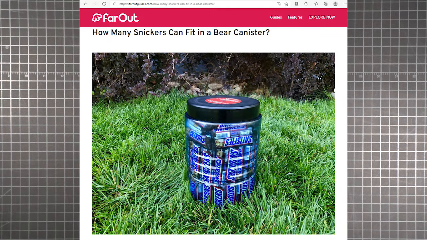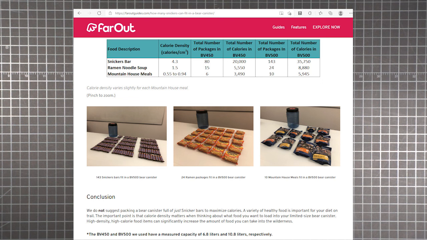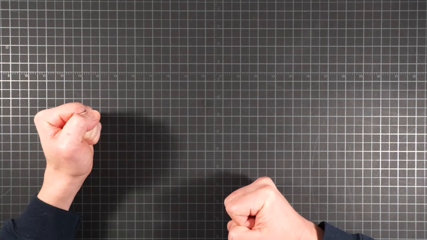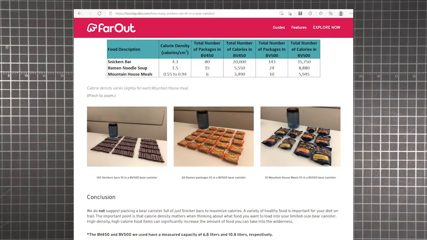Over at Far Out Guides, they ran a fun experiment to see how many Snickers bars would fit inside a bear canister. They also tried ramen packages and Mountain House meals, but sticking with the Snickers bars for now. They were able to fit 143 Snickers in a BV 500. That's a lot, but just one more and it would have been a gross amount of candy bars. Anyway, that gave them 35,750 calories in a 10.8 liter volume.